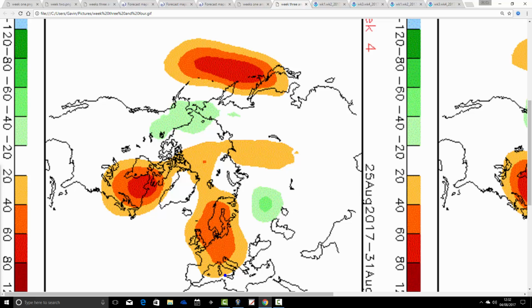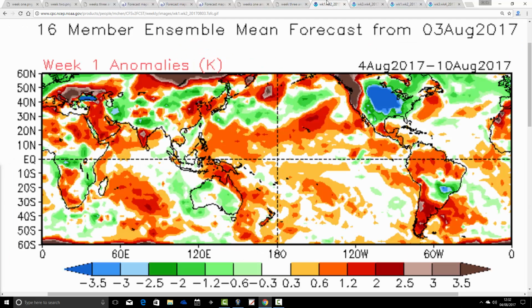With the CFS, I think the JMA is sort of hinting at the same thing as well. Temperature anomalies for the next week are coming out cooler than average from the 4th to the 10th of August.